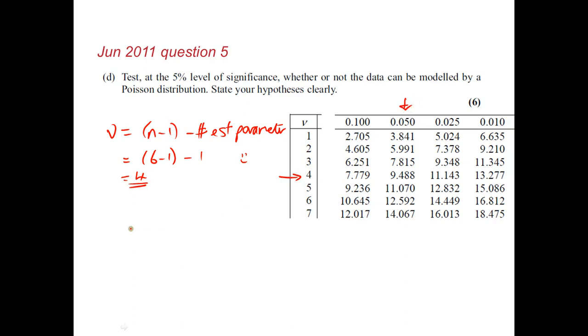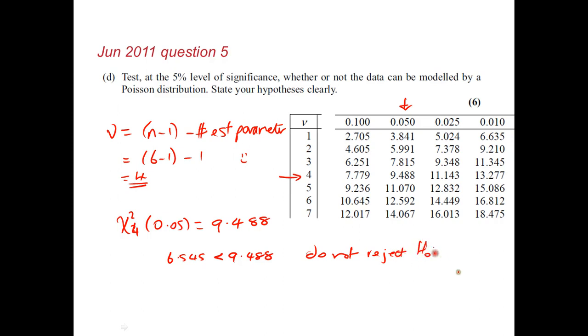Again, we're looking at the 5 percentile. So we're looking at chi-squared with 4 degrees of freedom at the 0.05 level, which is going to give me a critical value of 9.488. So again, I can see that my test statistic is less than that. So I can see that 6.545 is less than 9.488. So again, this puts me not in the critical region. So do not reject H0. Okay, so this is implying that we can, I don't like saying accept, but we kind of do.